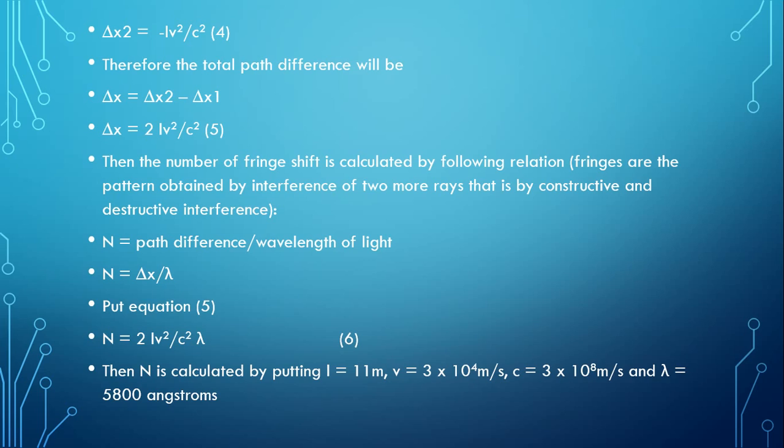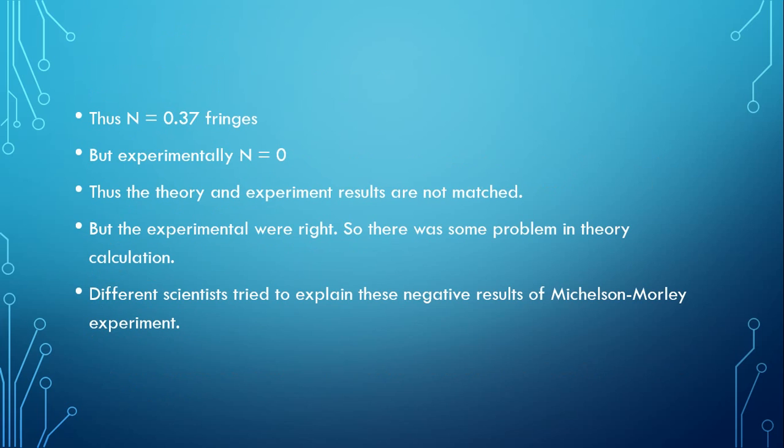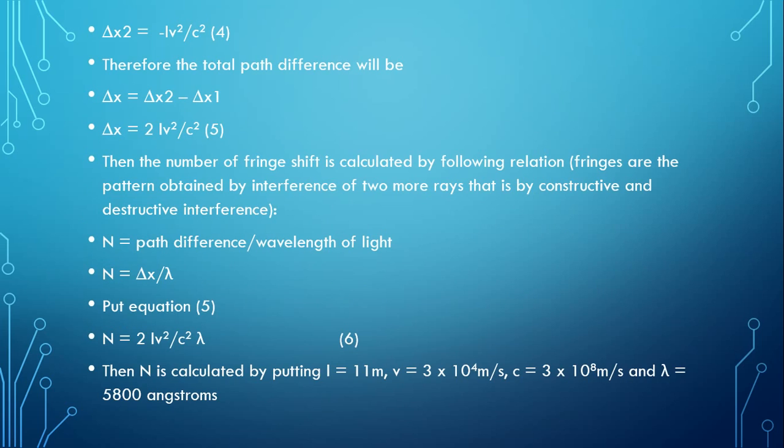Then the number of fringes shifted is calculated by the following relation. Fringes are the pattern obtained by interference of two or more rays, that is by constructive and destructive interference. N equal to path difference by wavelength of light, N equal to delta x by lambda. Putting equation 5, N equal to 2 l v square by c square lambda. Then N is calculated by putting l equal to 11 meters, v equal to 3 × 10⁴ meters per second, and c equal to the speed of light.